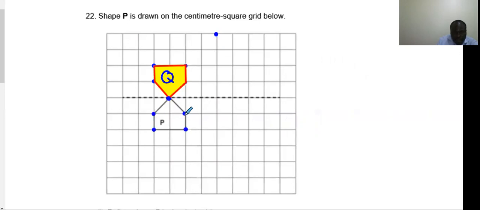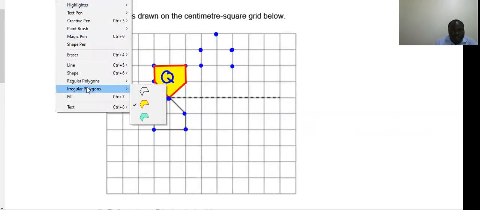This point will be 3 units right, 4 units up. 1, 2, 3, 1, 2, 3, 4. So that point will be there. This point will be 1, 2, 3, 1, 2, 3, 4. That point will be there. This point will be 1, 2, 3, 1, 2, 3, 4. Okay, so I'm done.